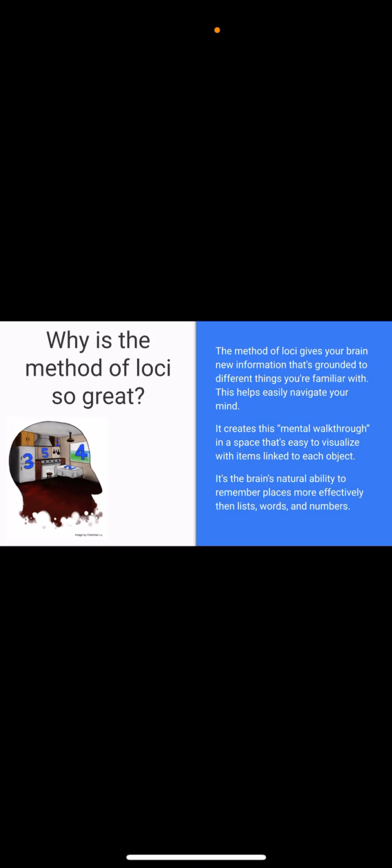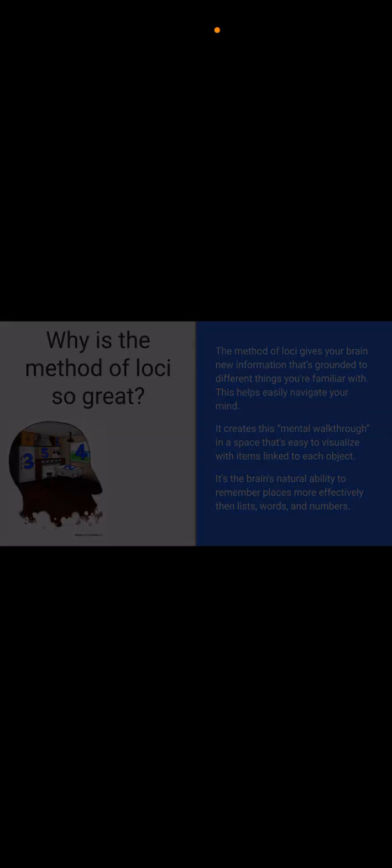So why is this method so great? The method of Loci gives your brain new information that's grounded to different things that you're already familiar with. This helps easily navigate your mind. It creates a mental walkthrough in a space that's easy to visualize with items linked to each object. It's the brain's natural ability to remember places more effectively than lists, words, or numbers.